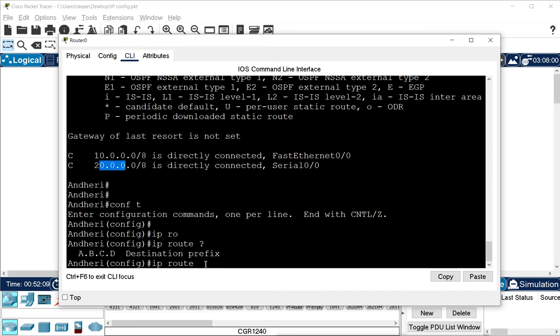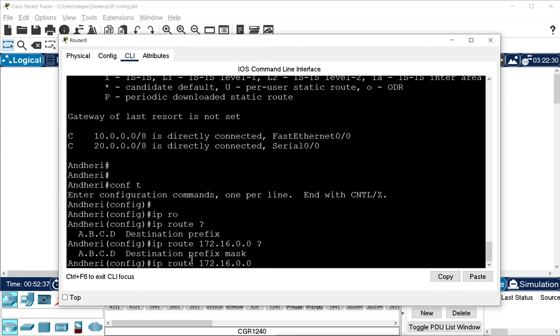So I will do what? I will inform this router about the 172.16.0.0 network. So we have to make sure the router knows about all the networks. So we have to inform the router about each network one by one. There is only one network we have, 172.16, so I am informing about that. Now this network is class B. So I will mention, now when I put the question mark here, it says what is the destination prefix mask. That is the subnet mask.